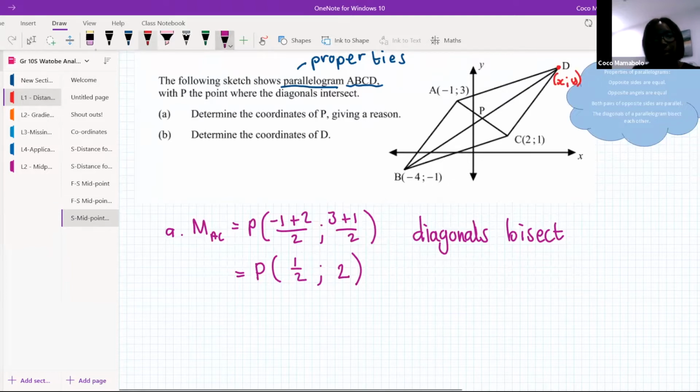Hi, ma'am. Hello. What I think we can do is we can equate using the midpoint of P and say equals to the coordinates of B and X, Y, and make an equation.